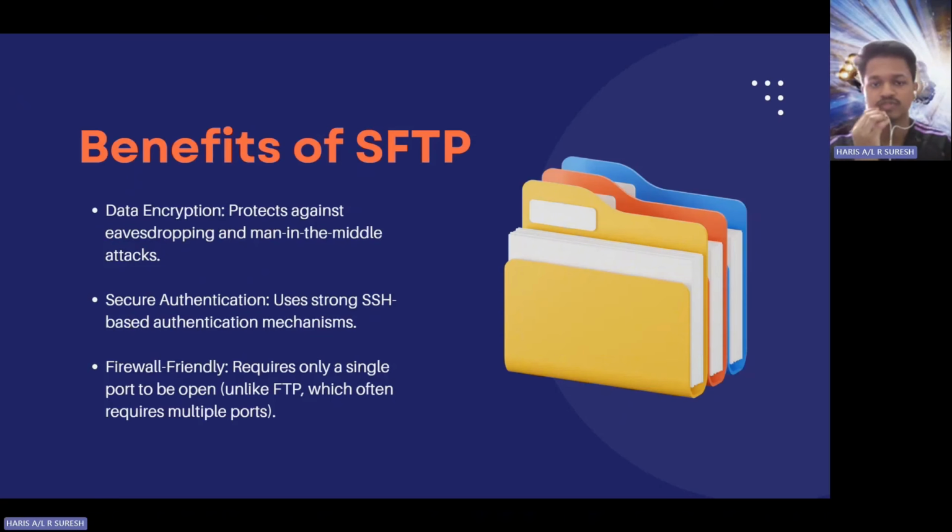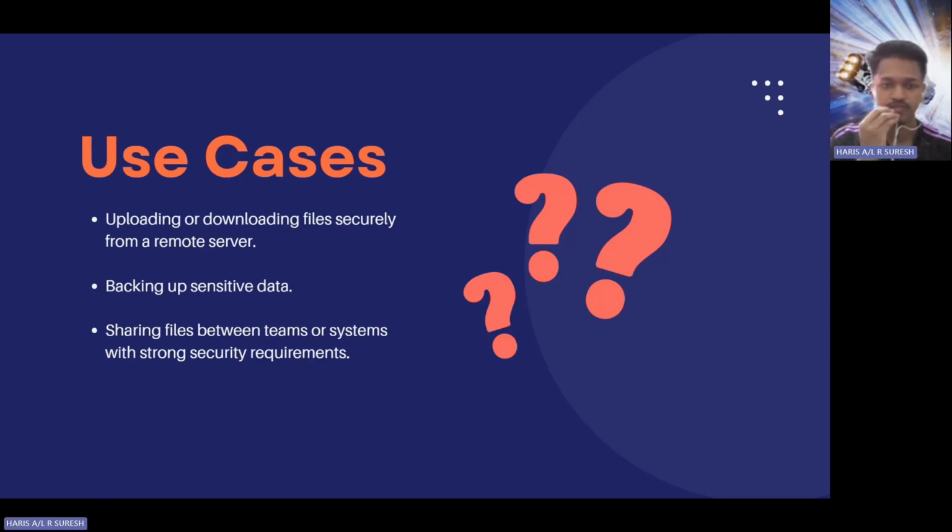What are the benefits of SFTP? SFTP protects against eavesdropping and man-in-the-middle attacks, and also uses strong SSH-based authentication mechanisms, and it requires only a single port to be opened, unlike FTP, which often requires multiple ports. SFTP is used to upload and download files securely from a remote server, and also for backing up sensitive data and sharing files between teams or systems with strong security requirements.